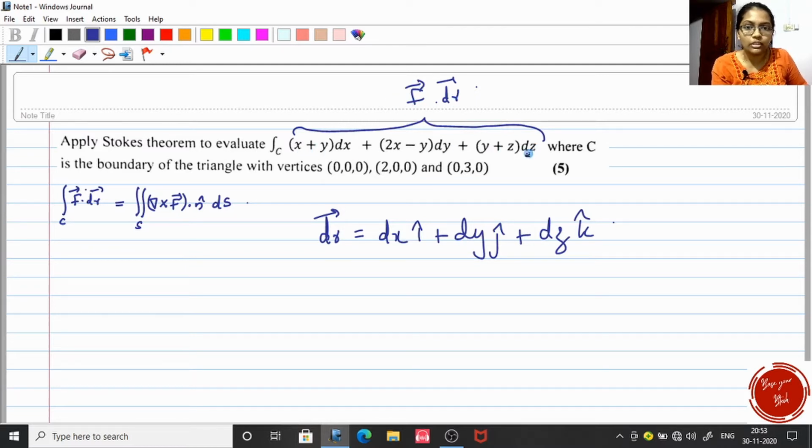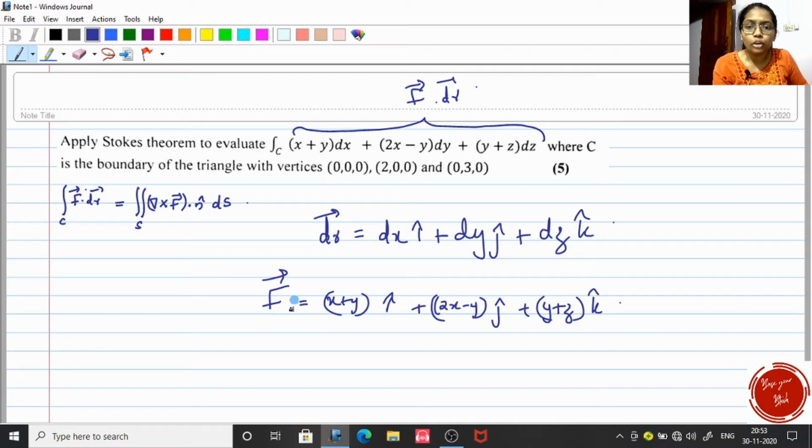Okay, and once you take the dot product of this dr and this particular f, which is unknown, we get the value of this. So f dot dr, how do we take dot product? Dot product is taken by just multiplying the i components, j components and k components and just add them out, isn't it? So vector f must be (x plus y) i cap plus (2x minus y) j cap plus (y plus z) k cap. Then only, while taking the dot product of these two vectors, we get (x plus y) dx plus (2x minus y) dy plus (y plus z) dz, isn't it?